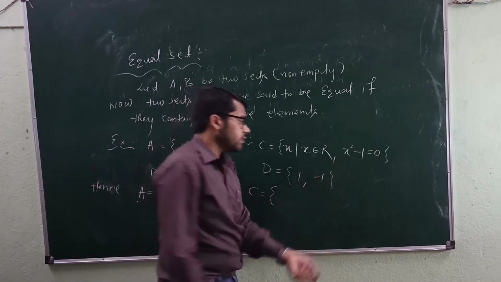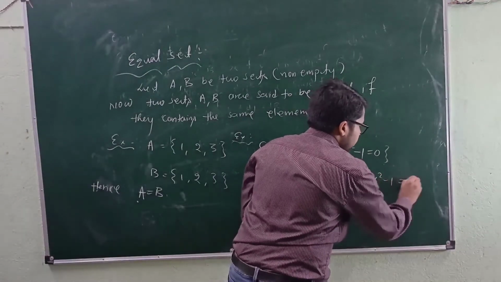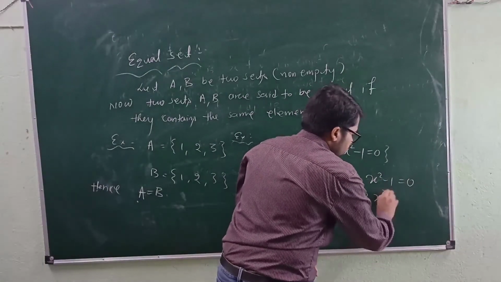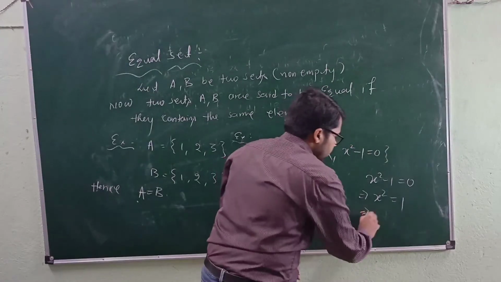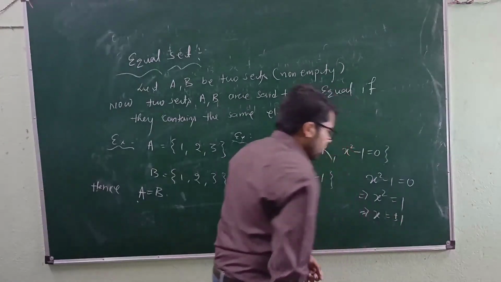It's quite simple. As x square minus 1 is equal to 0, that implies what? x square is equal to 1. That implies x is equal to plus minus 1.